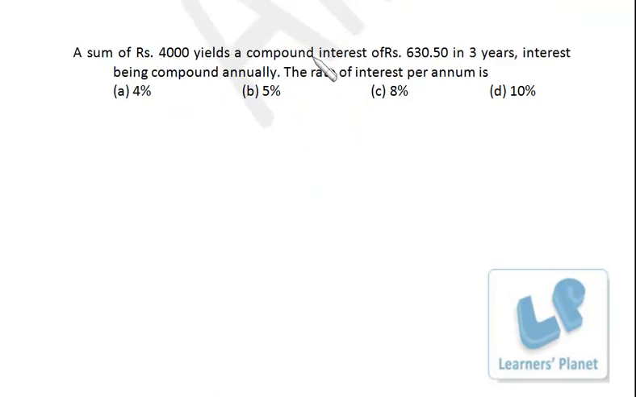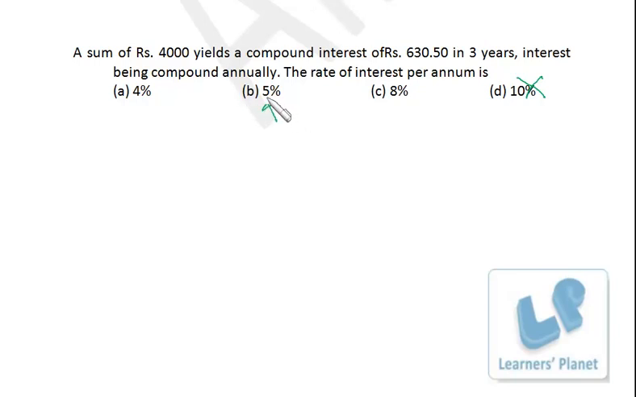A sum of 4000 yields a compound interest of rupees 630.50 in 3 years, interest being compounded annually. The rate of interest is? See, we take a comfortable figure or from options, maybe 5%, maybe 10%. Now, suppose I take 10%, so 10%, 10%, 10%, that is 30%. As simple interest, 30% of 4000 will be 1200. And our compound interest figure is 630. So, it's not possible. Even the compound interest figure should be higher than the simple interest figure. So, 10% is the wrong option. And 1200 is almost double of 630. So, just go to exact half.